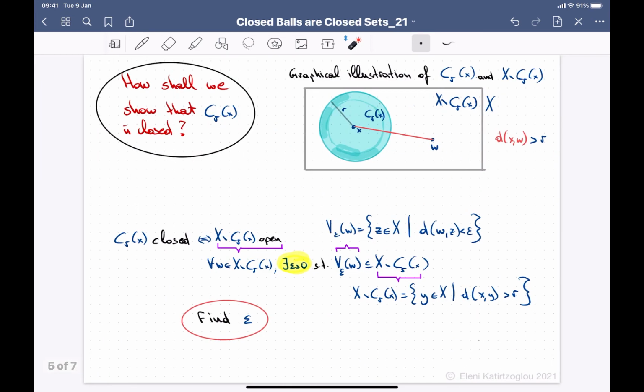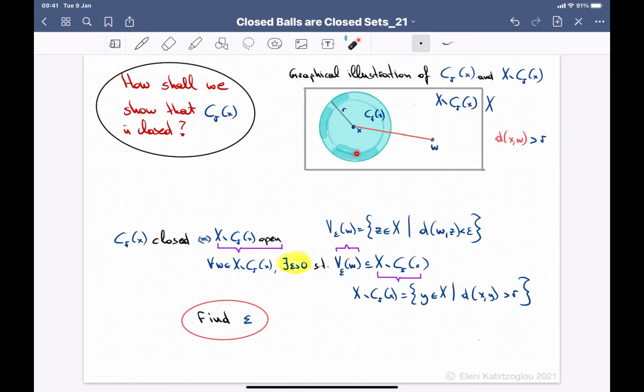All right, so how are we going to show that the closed ball is a closed set? As we said, we're going to show it by showing that its complement is an open set. And now here is a graphical illustration of what we have. We have our universal set, our metric space X. This whole thing here, this rectangle, is X.